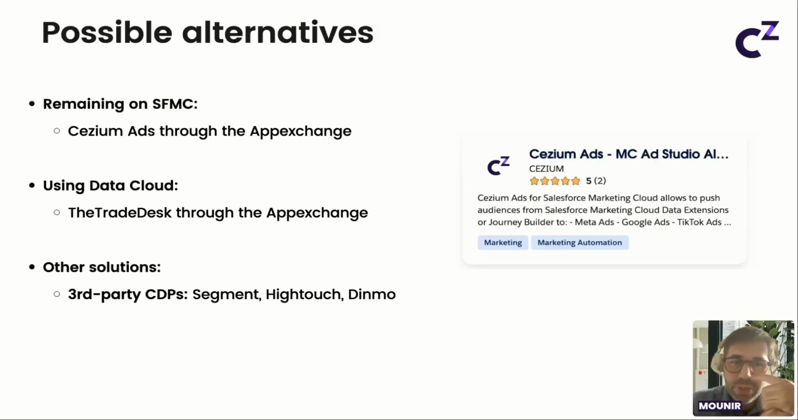You can also, if you're using Data Cloud and are not satisfied with the available destinations, use Trade Desk. If you're already a Trade Desk customer, they're on the AppExchange, and you'll be able to leverage all the destinations that Data Cloud covers, but also others. The last alternative is not using anything in Salesforce, but using third-party CDPs like Segment, Hightouch, Dynamo. Just a couple of names, but they're all well connected to all the usual marketing and advertising destinations you could need.